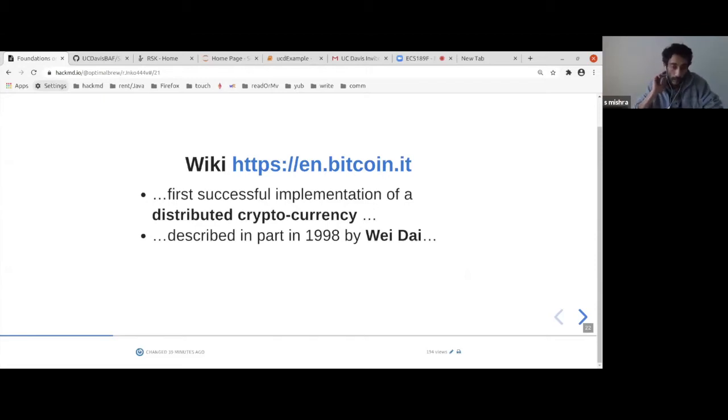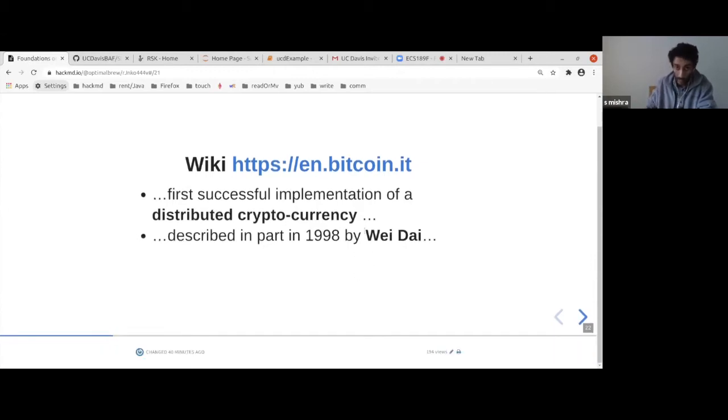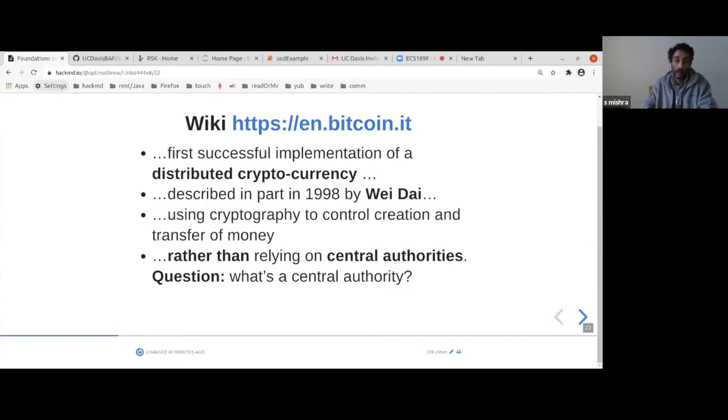It's not the first cryptocurrency, not the first distributed cryptocurrency, but it's the first widely successful implementation of a cryptocurrency. The idea was described earlier by Wei Dai, and both of those names, the first name and the last name of the researcher, are now used for different units in the Ethereum blockchain. And the second part of the statement is it was the first successful implementation using cryptography, and there's absolutely no reliance on any central authorities.